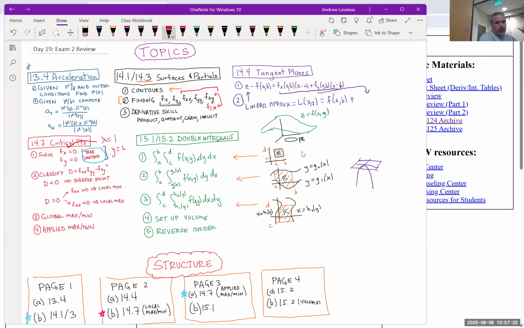But then we talked about classifying. And we were just kind of doing that in the last hour. And then we talked a little bit about applied max and min and global max, and we did a couple questions on applied max and min. And I've given a very strong hint about what will be on the exam here.